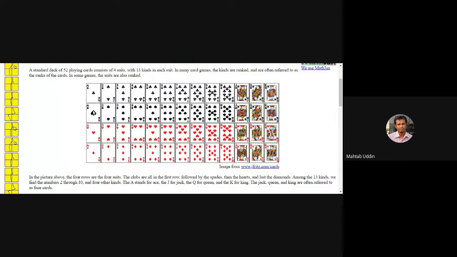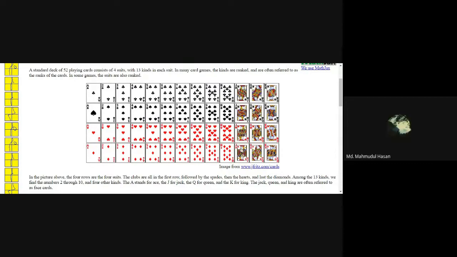If we consider the probability of getting a spade, how many spades? 13, and total 52. So 13 by 52. Am I right? Okay. If I ask you, what is the probability of getting a red card? Sir, 26 by 52. Right, because there are 26 red cards. What is the probability of getting a Jack? Sir, 4 by 52. Very good, because there are 4 Jacks.